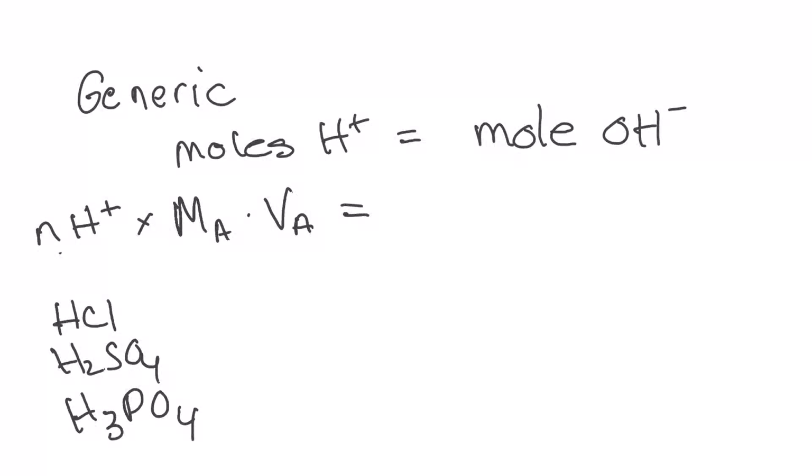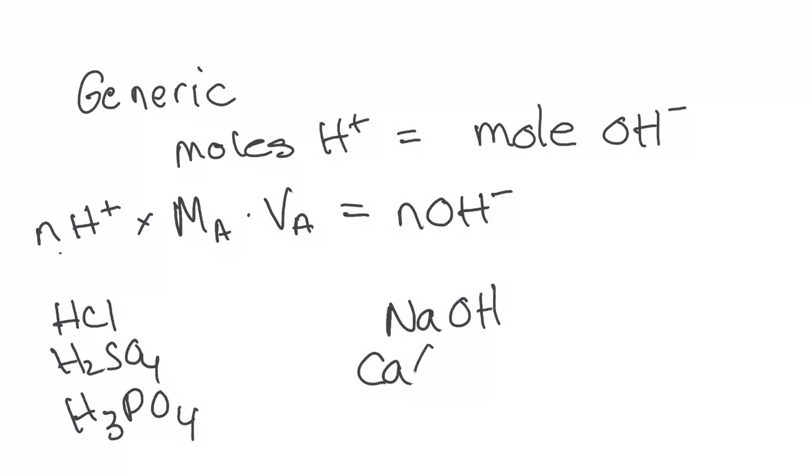That is equal to the moles of hydroxide when it is neutral, when you reach the end point of your titration. And on this side we have the number of hydroxides in the chemical formula. So if you have something like sodium hydroxide, you just have 1, but if you had something like calcium hydroxide, you would have 2. Times the molarity of the base, times the volume of the base. When these are equal, then you're at the end point of your titration.